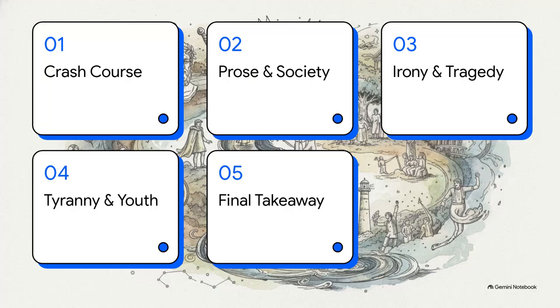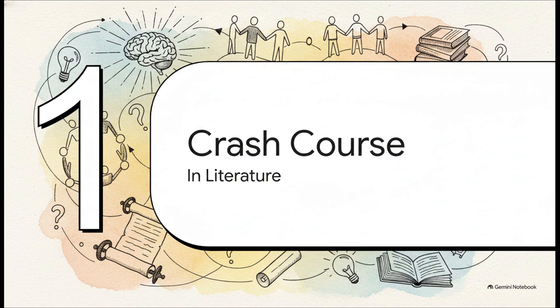Here is our roadmap for today. We'll start off with a crash course in literature. Then we'll move into prose and philosophy, look at irony and tragedy through some short stories, dive into tyranny and youth with a couple of foundational novels, and wrap it all up with our final takeaway. All right, Section 1, a crash course in literature. Let's just dive right into this.